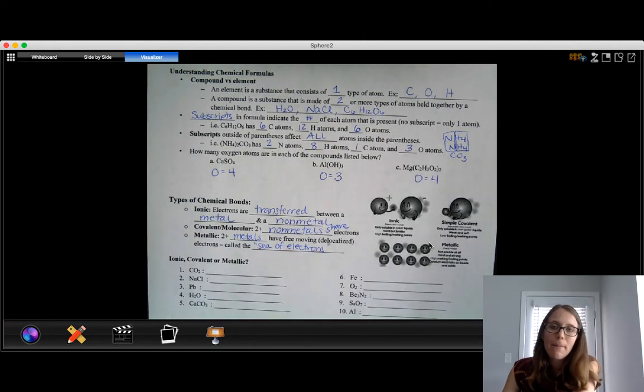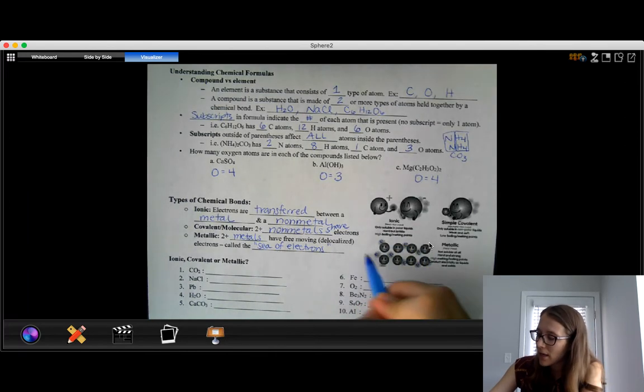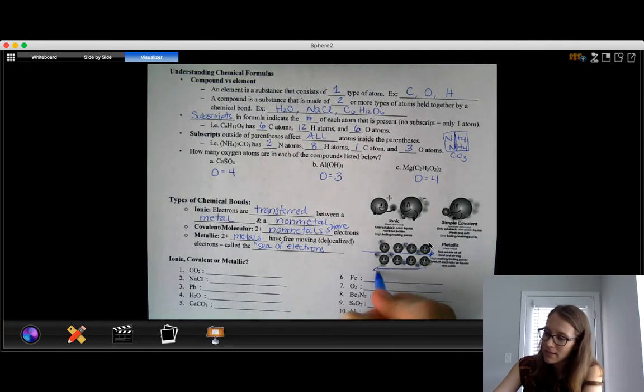So essentially what happens with a metallic bond is you have a whole bunch of metal atoms, and it's really just the nucleus of all those different atoms. And then all of these are their little electrons, and these electrons are like the sea or like the ocean, where if a wave comes, they can all get pushed to one side, and then they can all get pushed back to the other side.